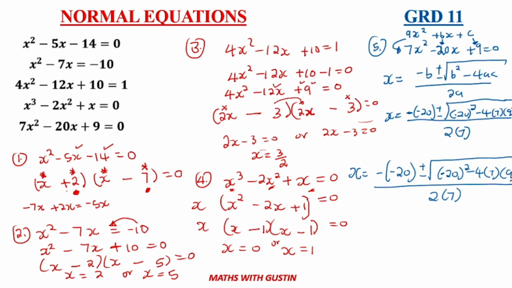Once you reach this stage, you can punch everything in your calculator. The first one will have a plus, the second one will have a minus. Then you're going to have two answers. Please put this in your calculator because I don't have a calculator for now. The answers you should get, I think I got 2.3, and the other one was 0.56.